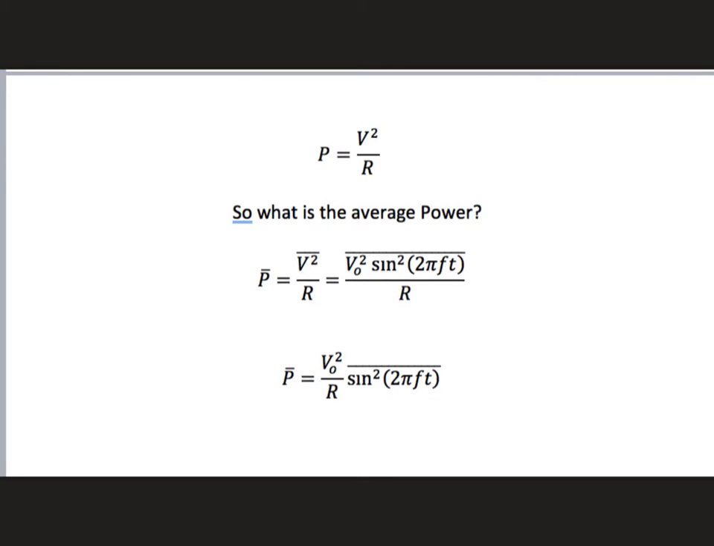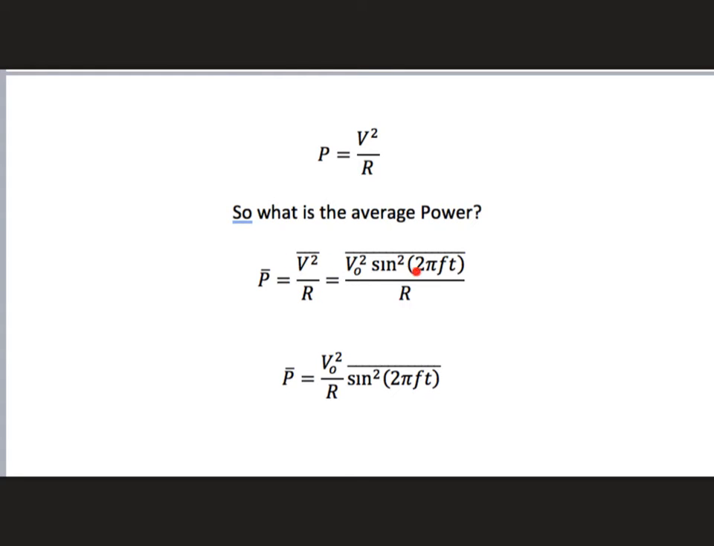So the power is simply going to be P is equal to V squared over R. That's one of our formulas for calculating the power. And we can use that and ask the question, how do you calculate the average power? Now here I've got the power and I've put a little bar atop it to indicate that we're taking an average. And so that's just going to be V squared over R.